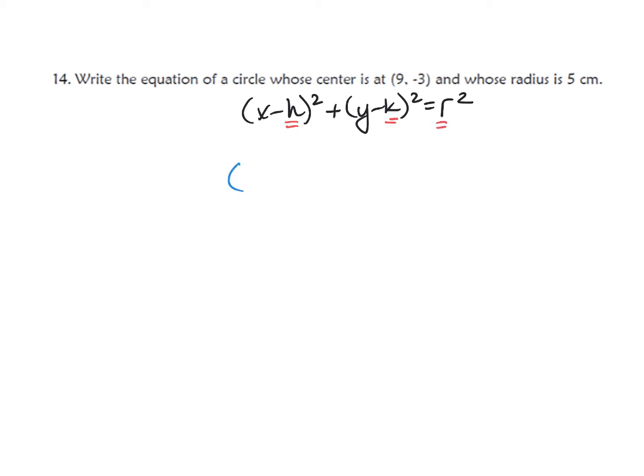So for this one, I'd have the quantity of x, I want the opposite of h. So instead of positive 9, it's going to become -9 squared, plus y, I want the opposite of k. So instead of a -3, it's going to be a +3 squared, equals my radius squared. So 5 squared gives me 25. Okay, I will be checking to make sure you have your squared, your plus, all of that. So make sure your format is correct.